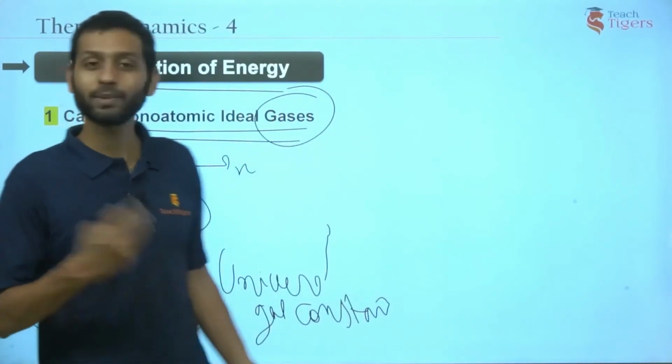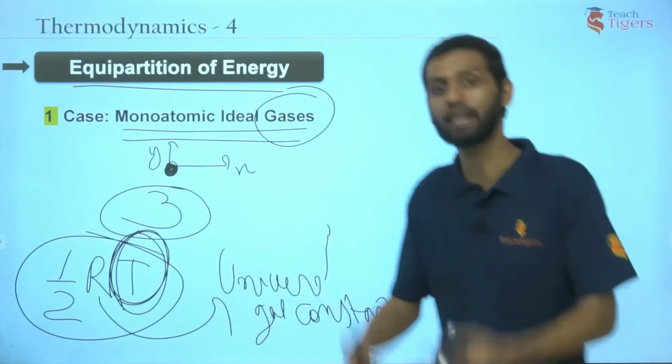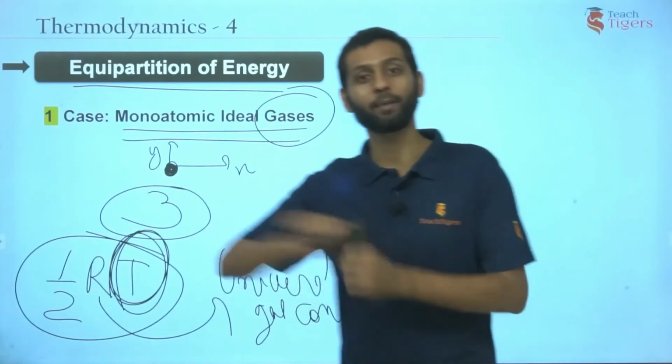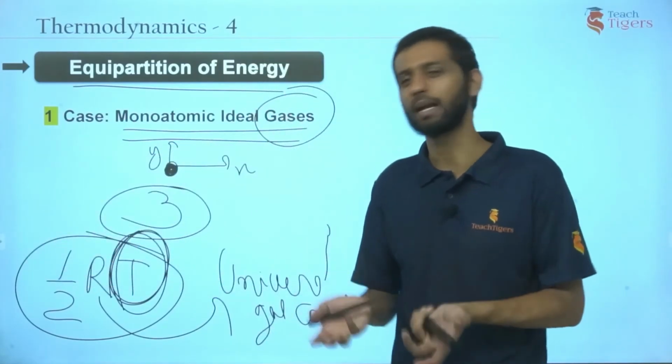And that's what happens when you raise or lower the temperature of an ideal gas. When you raise the temperature, the energy increases, particles start moving around more. When you decrease the temperature, particles start moving around less.